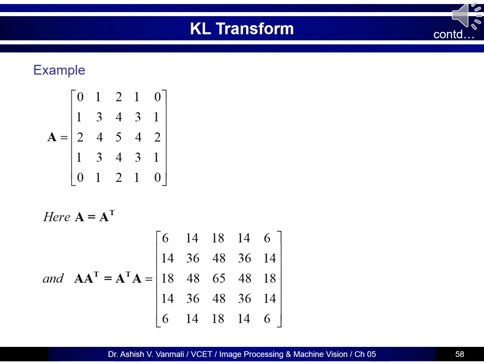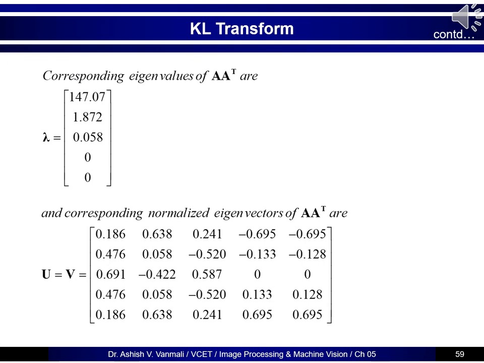Now consider this example. Over here there is a matrix A, or image A, that we have. It is a 5 cross 5 matrix, and if you observe, you will find that A is symmetric, so A is the same as A transpose. Therefore, AA transpose will be the same as A transpose A, and that is represented over here. Since these are the same, both will have the same eigenvalues as well as the same eigenvectors. So we can say that the matrix U and matrix V both are going to be the same.